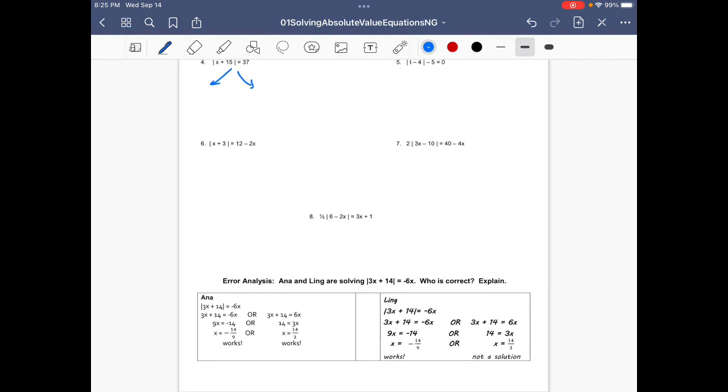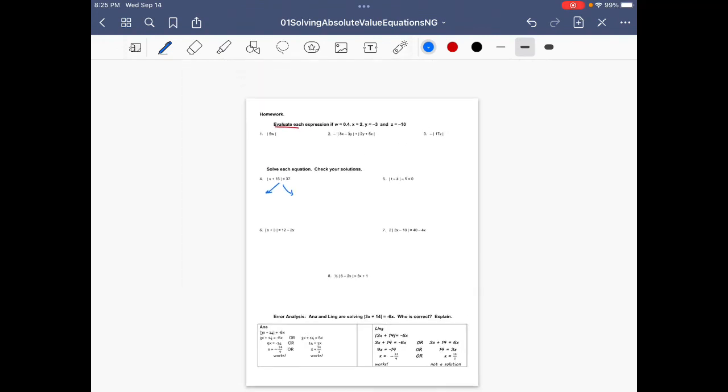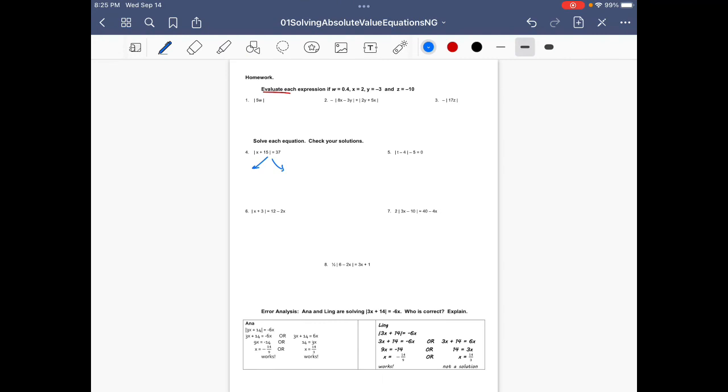Then there's an interesting problem at the bottom. See if you can figure out who's right, who's wrong, and perhaps why somebody's right and wrong. So we'll call that the homework, and we'll see you next time.